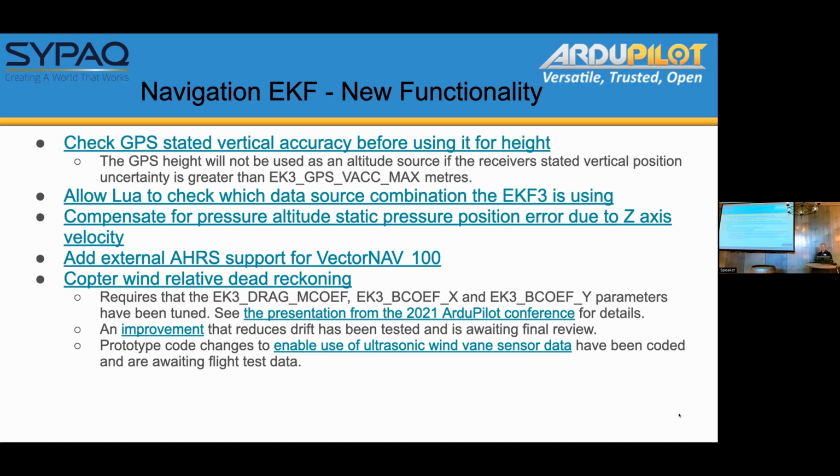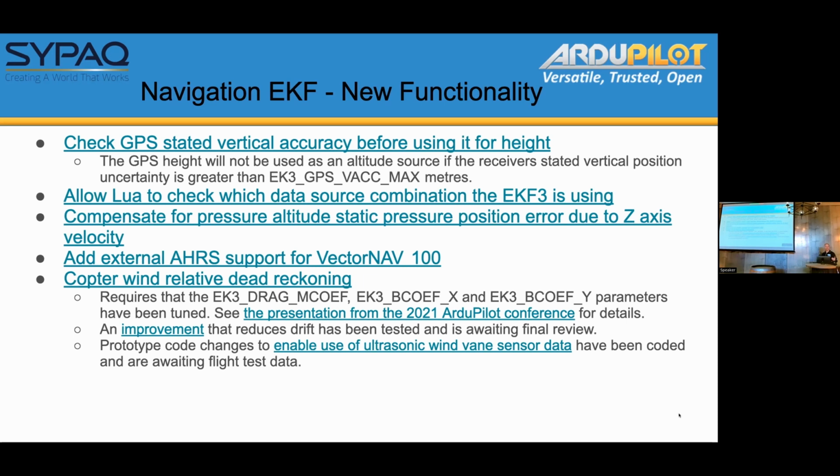The other item, which would be more of interest to the copter community, is we've already merged a pull request which enables the use of drag fusion, which I covered at, I think, the 2021 ArduPilot conference, and enables the copter to estimate the wind drift using the measured drag in the X and Y direction. And then we can use that to perform a very basic dead reckoning function if you lose GPS and extend the amount of dead reckoning time.